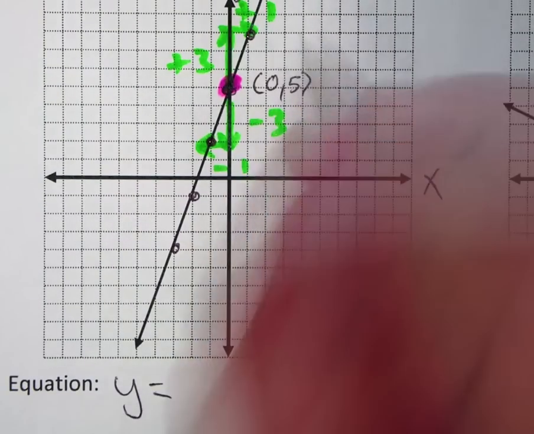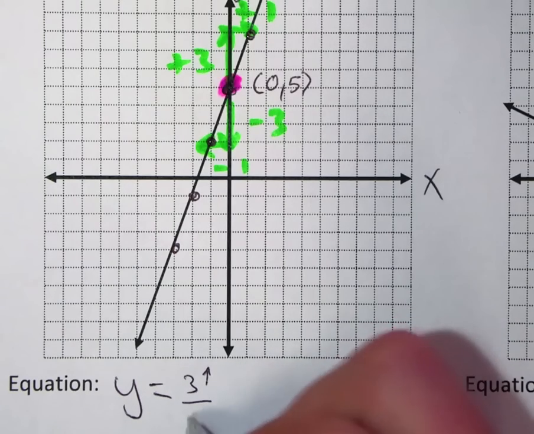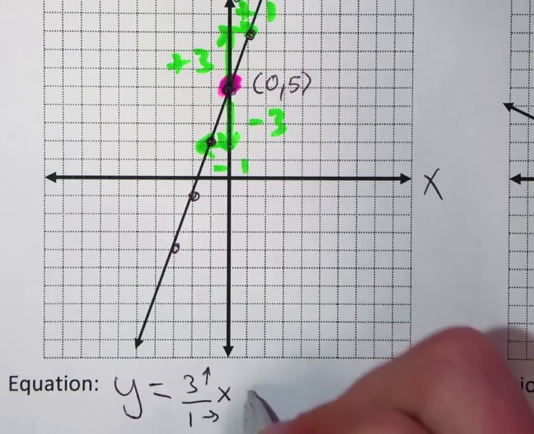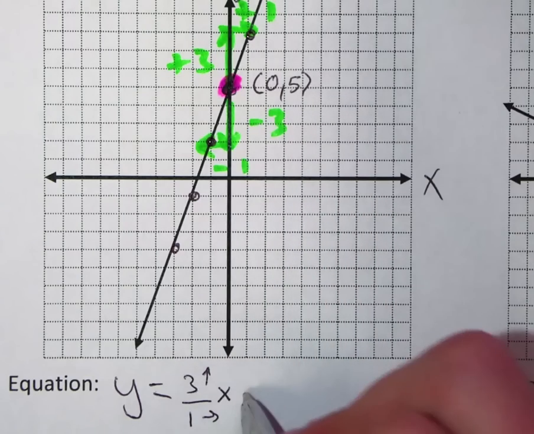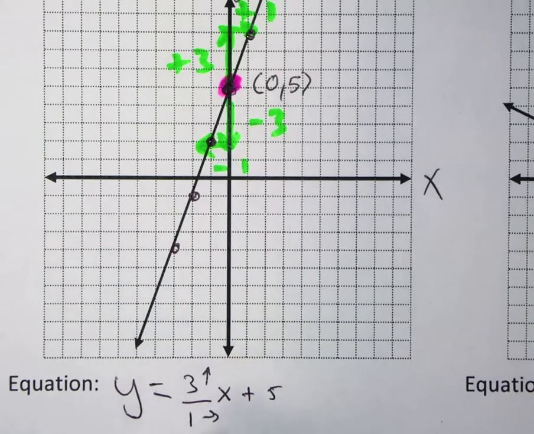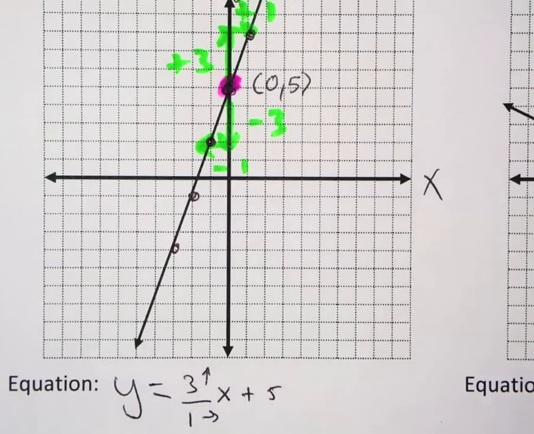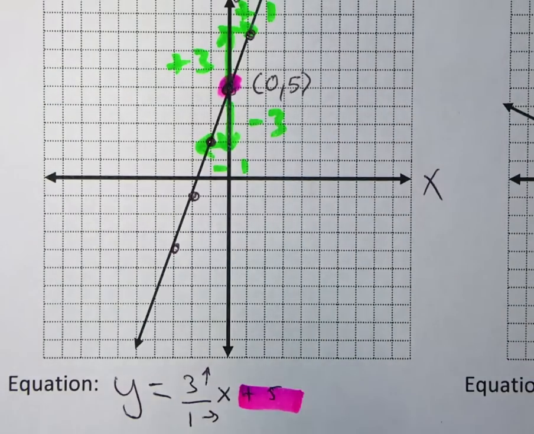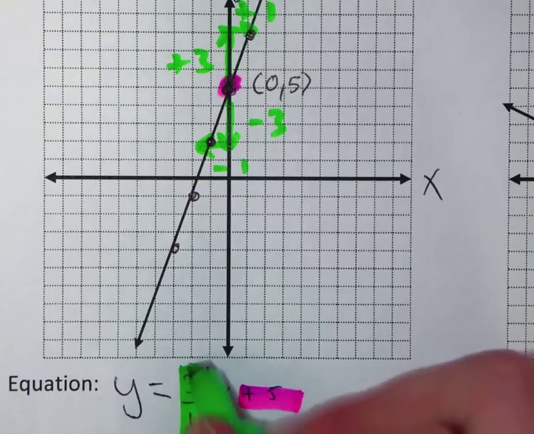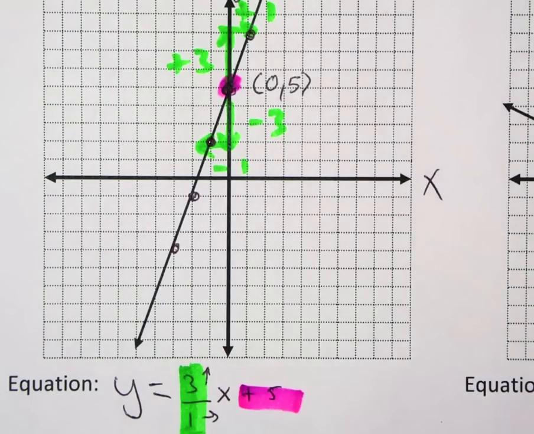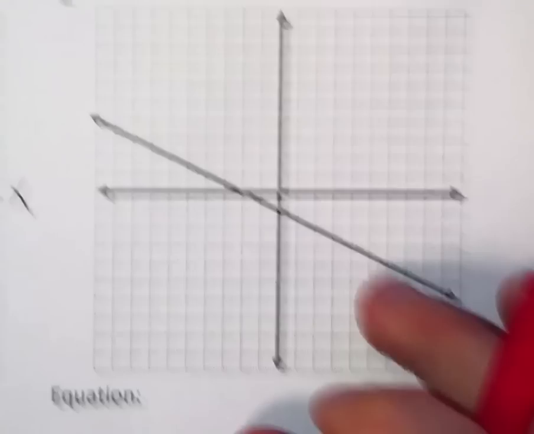So I'm going to go ahead and write my equation. I'll pick this slope here, up 3 to the right 1, x, and then my y-intercept is here at 5, 0, 5. Again, if you put 0 in for x, you get 5 for y. And that there is the equation of my line in slope-intercept form. You can now hit pause and try the next one on your own.